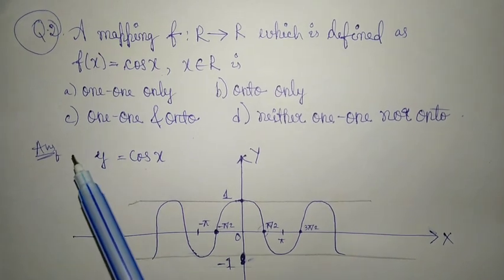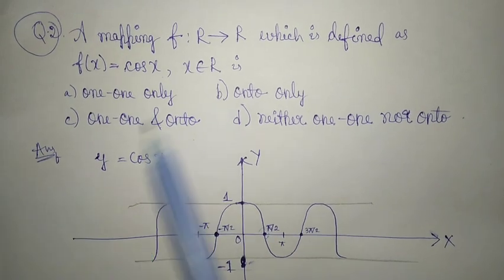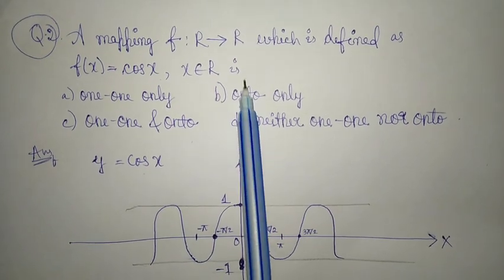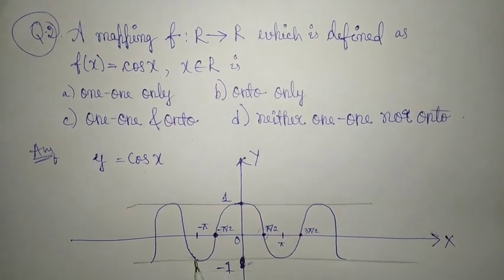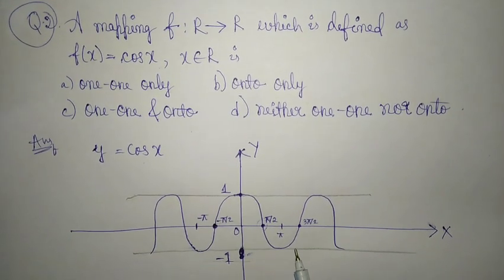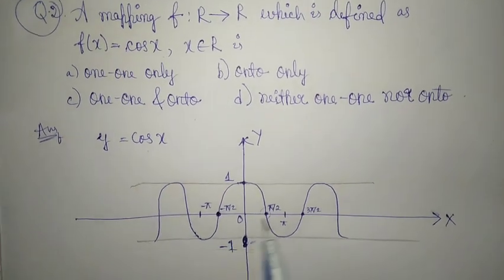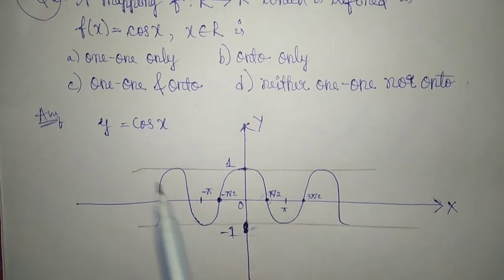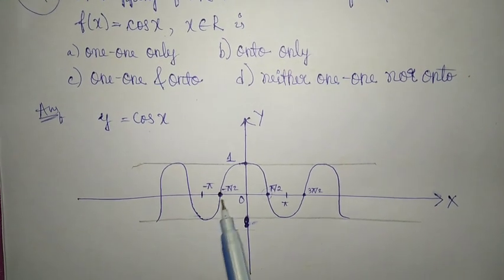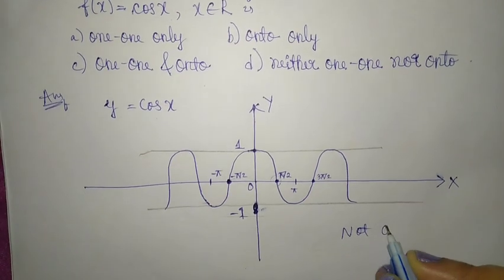Okay, so let us see another question based upon one-one and onto functions. A mapping f from R to R, which is defined as f(x) equals cos x, where x belongs to R, is. Now let us draw the graph of y equals cos x. Its graph looks somewhat like this. Now we can see that for different values of x, we are having the same value of y. Like for x equals pi by 2, we have cos x equal to 0. Similarly, for x equal to minus pi by 2 also we are having cos x equal to 0. So this is not one-one.